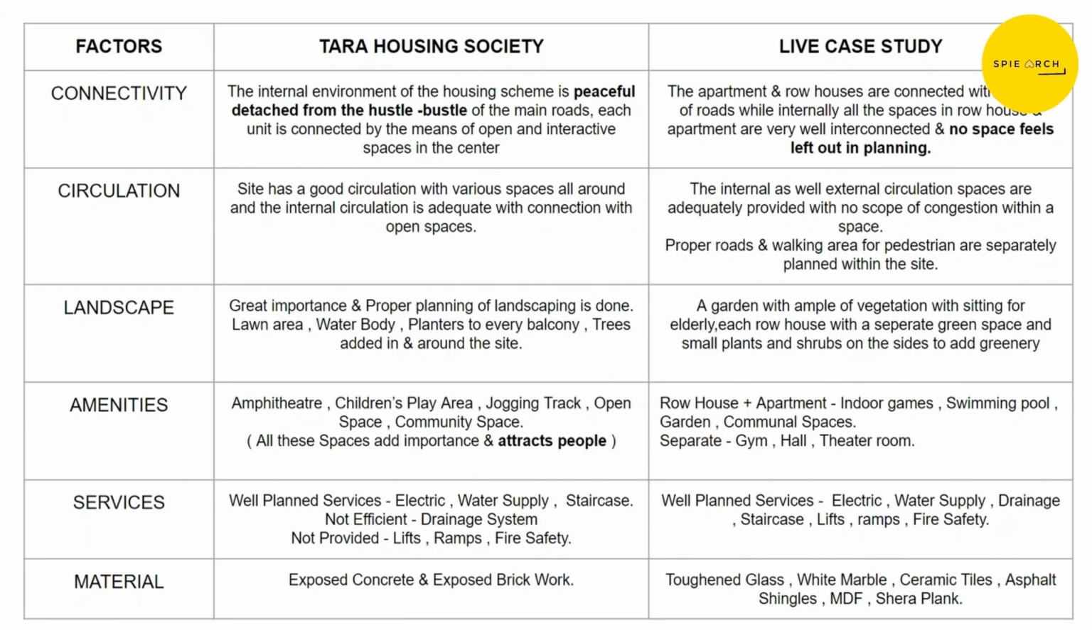Landscape in Tara housing was properly planned, having lawn, water bodies, and planters for every apartment. While in the live case study, ample vegetation and sittings for the elderly, with different small gardens for row houses, were provided. Amenities for Tara housing had amphitheaters, children's play area, etc., that attracted people. And in the live case study, they were common. Some amenities were common for apartment and row house, while some were separate. Services for Tara housing: there were well-planned services for electric, water supply, and staircase, but the drainage system was not that efficient, and lifts, ramps, and fire safety were not provided. While in the live case study, all the services were properly taken into consideration.